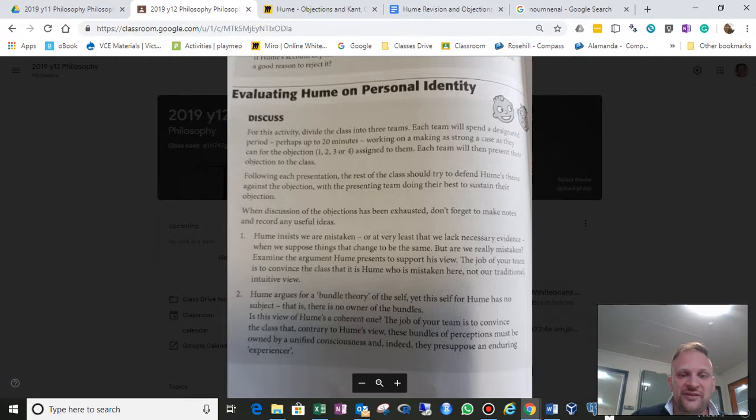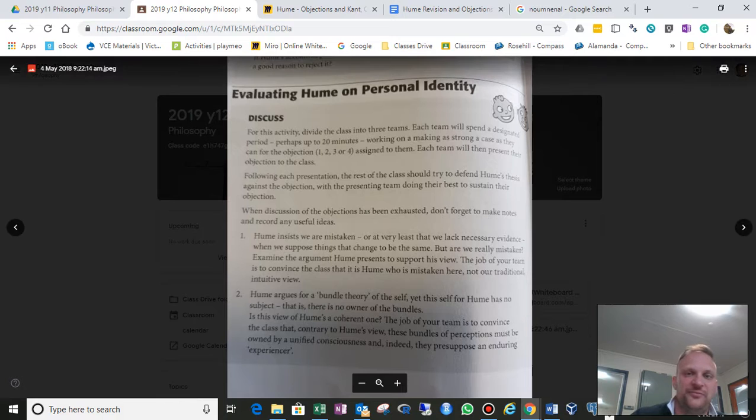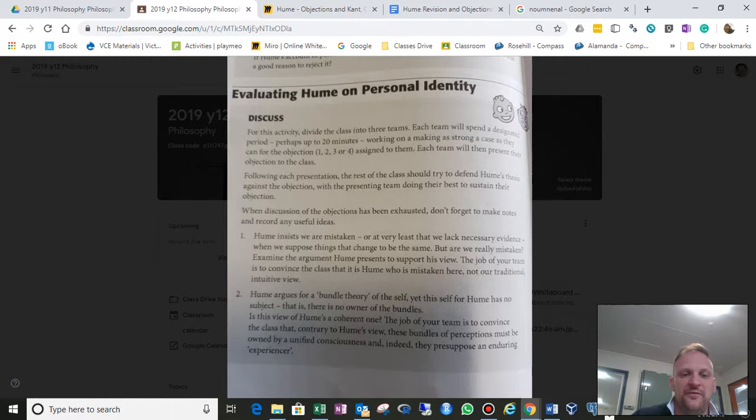The next thing is, Hume argues for a bundle theory of self, as I said, the experiential view of the self. Yet this self for Hume has no subject, i.e. there is nothing behind it other than the bundle, right? That is, there is no owner of the bundle, okay? Is this a coherent view? Your job, before you get together in teams, is to write an argument for how actually there needs to be an experiencer that owns this bundle, that is actually the owner of the bundle, therefore proving Hume wrong and saying, yeah, there is a subject, there is an owner, okay? Go for it.